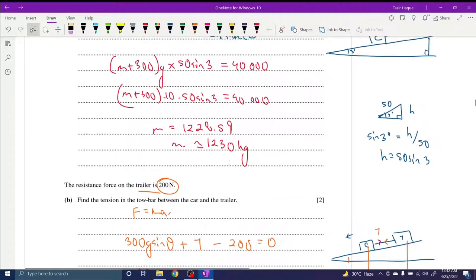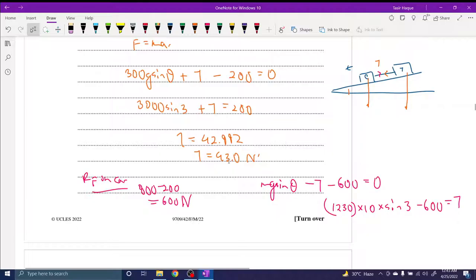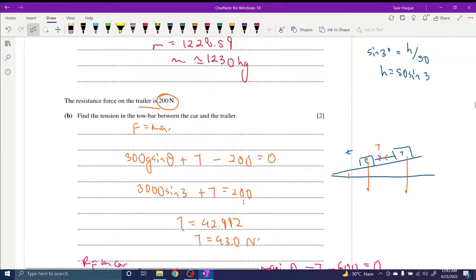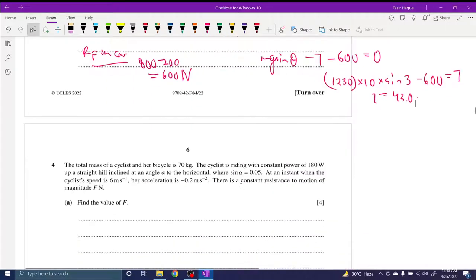There's a problem with this though. We're not using the exact answer, right? So 1228.59 into 10 into sine 3 minus 600. Yeah, we're getting a value of 43.0 as well. This is fine. So it's totally your wish, but the one considering the trailer is much easier. You save a lot of time.